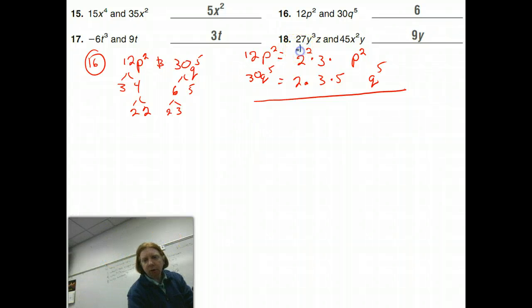So I look down the 2's, they both have a 2. I look down the 3's, they both have a 3. 12p squared doesn't have a 5, so I don't use 5's. I don't use p's, I don't use q's. So I'm left with just 2 times 3, or 6.